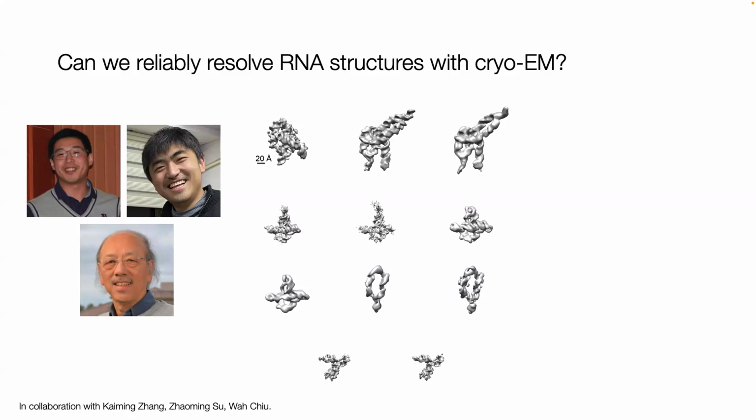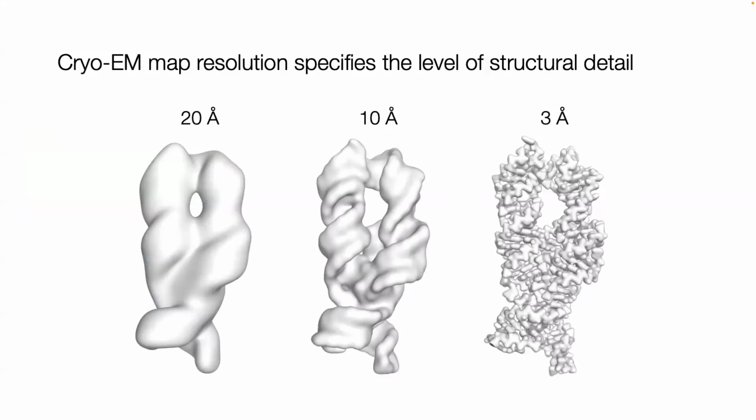But if you look closely at these maps, what you can see is that the map resolution is not very high. So here the map resolution ranges from about 5 to 11 angstroms. So why does that actually matter? So the cryo-EM map resolution actually specifies the level of structural detail that we get out of these maps. So I'm showing here 3 different maps of the same molecule, just at different resolutions. And the goal is to be able to use this map to figure out where every single nucleotide or every atom within your molecule sits.